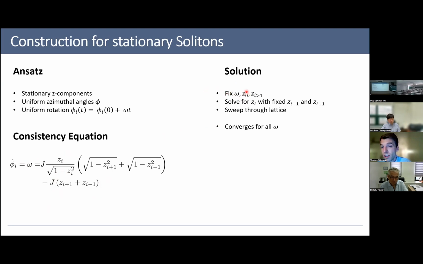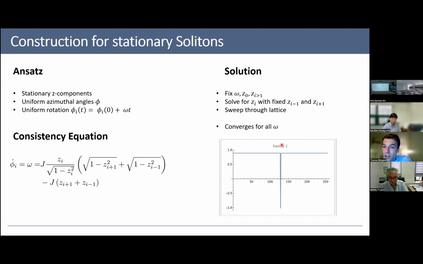So you fix omega, you fix the center of the soliton to be -1 because that's what the soliton should be from the Ishimori chain, and you choose some random value for all other spins. And then you solve for Zi if you know the neighboring spins. You sweep through the lattice, and this essentially defines a contraction on the configuration space of spins. And it turns out numerically this converges for all omega. So to show you, this is our initial condition. I put the soliton in the very center, exactly at -1, with some random value for all other spins. And I literally just sweep through this lattice solving this equation, and you see that in 10 sweeps, it fully converges to a fixed solution, to a nice soliton that is now an exact solution of the equations for the Heisenberg chain.